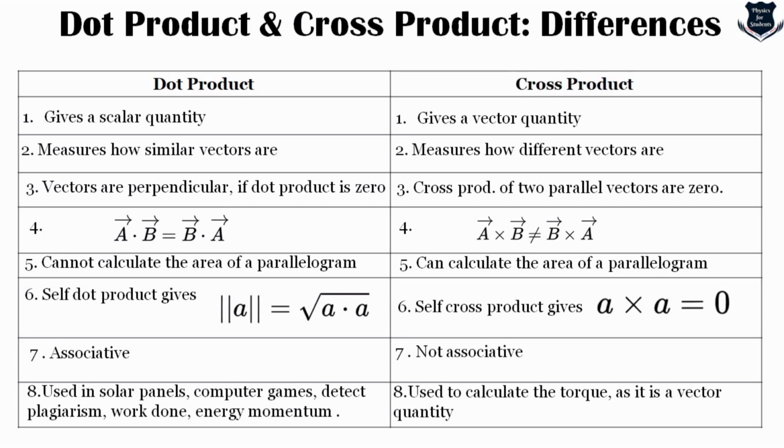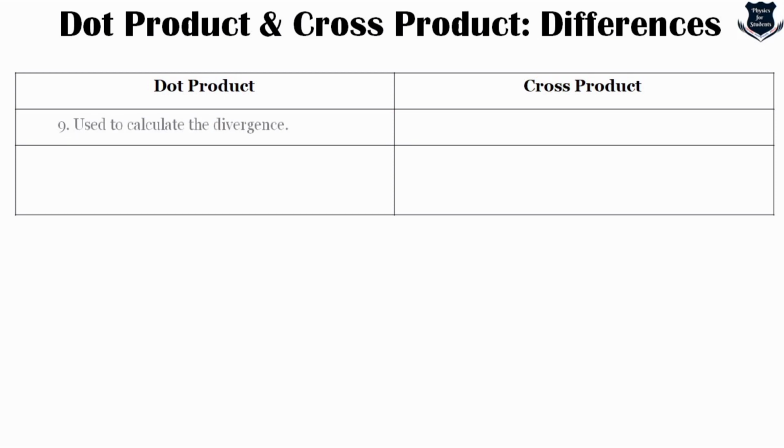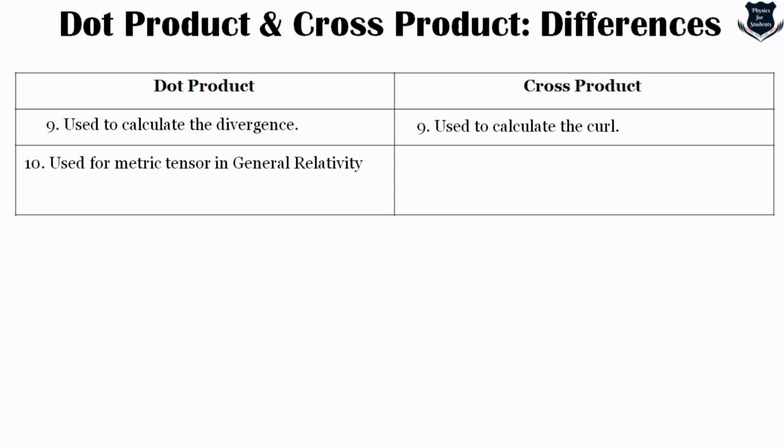If you really want, you can see the other video on cross and dot product, where I have explained the concepts in detail. It is there in the I button. You can just click on it to watch. The cross product is used for calculating torque as it is a vector quantity. Remember, the dot product is also used to calculate the divergence, and the cross product is used to calculate the curl. And in the metric tensor, the dot product is used in the general theory of relativity because it measures how one vector goes along with another. With the cross product it is nothing like that. These are the major differences. However, there might be other differences; you can put them in the comment box.